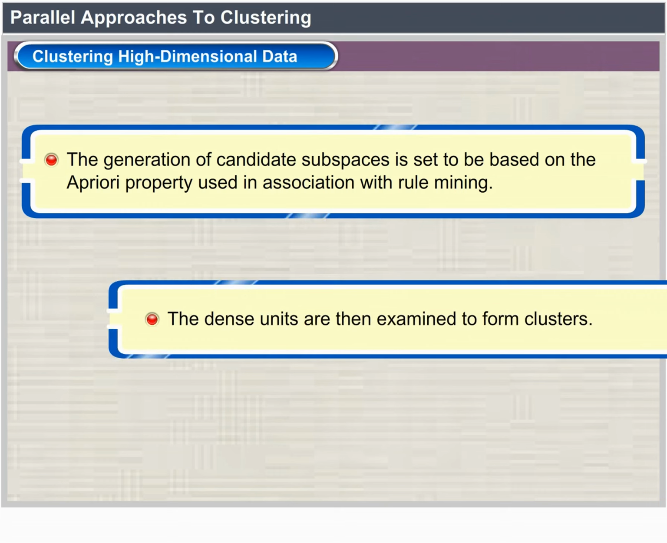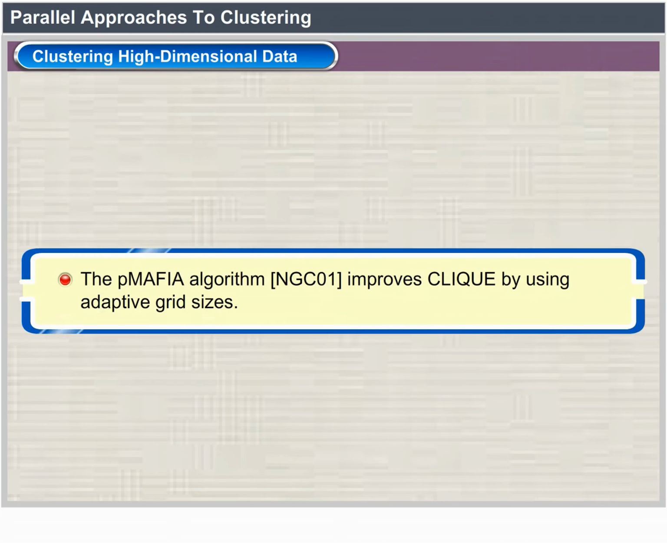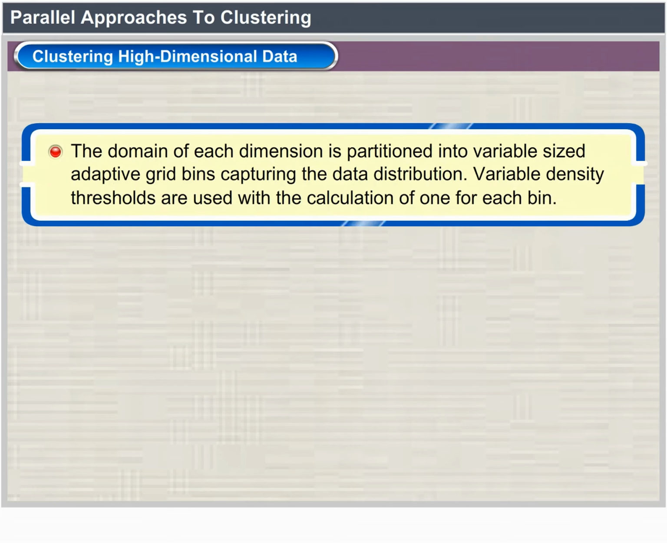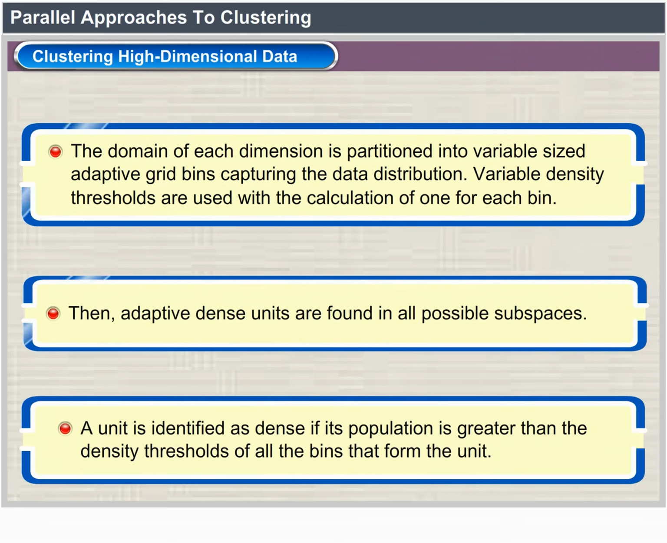The pMAFIA algorithm improves CLIQUE by using adaptive grid sizes. The domain of each dimension is partitioned into variable-sized adaptive grid bins that capture the data distribution. Also, variable density thresholds are used, one for each bin. Adaptive dense units are then found in all possible subspaces. A unit is identified as dense if its population is greater than the density thresholds of all the bins that form the unit.